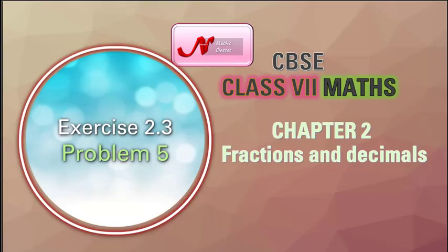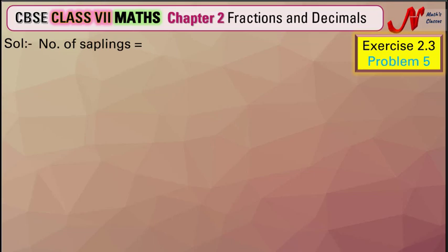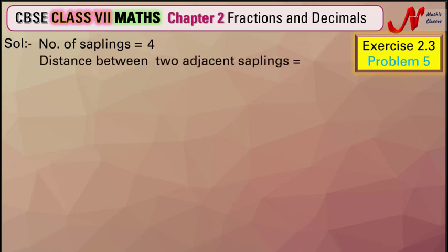Now we solve the exercise 2.3 problem 5. In problem 5 it is given that Sally plants 4 saplings in a row in her garden. The distance between two adjacent saplings is 3 by 4 meters. Find the distance between the first and last sapling. From the given problem, we can write the number of saplings is equal to 4 and the distance between two adjacent saplings is equal to 3 by 4 meters.